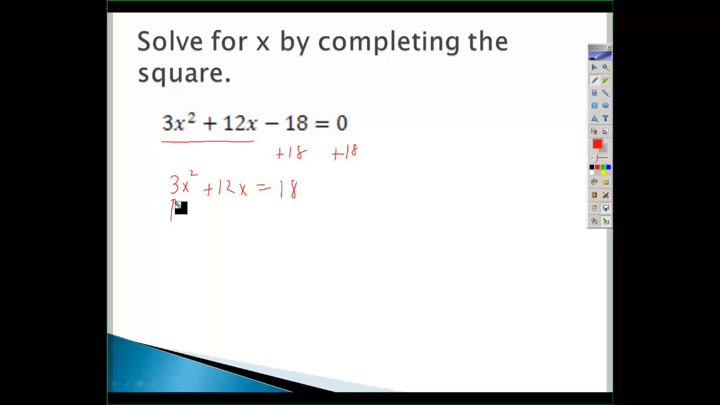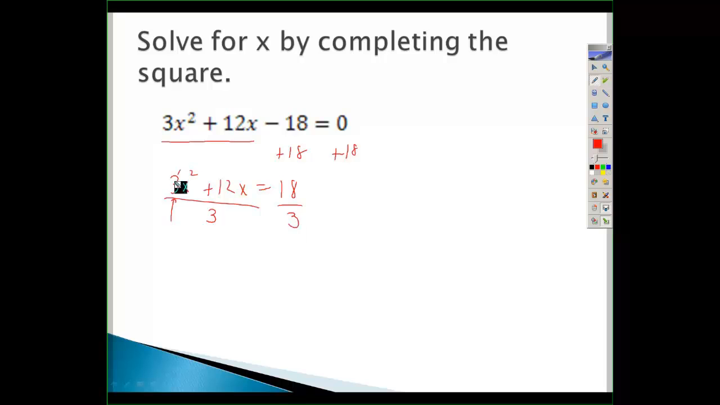Here's my a value right here in front of the x squared. I see that it is not 1. This is 3 times x squared. I need to get rid of the 3. So I'm going to divide this whole side by 3. I'm going to divide both sides by 3. I need a 1 in front of my x squared before I complete the square.